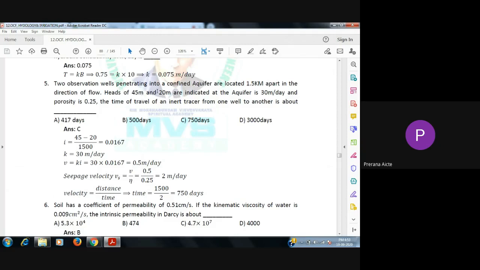Let's understand the problem. Two observation wells penetrating into a confined aquifer are located 1.5 km apart in the direction of flow. Heads are 45 meters and 20 meters, the permeability of the aquifer is 30 meters per day and porosity is 0.25. The time of travel of an inert tracer from one well to another is about what? From Darcy's law, V equals K into I. K is given as 30 meters per day, into I, the hydraulic gradient, 45 minus 20 by 1500. So it is around 0.5 meter per day. Seepage velocity Vs equals V by N, velocity by porosity, so 2 meter per day. Again, velocity equals distance by time, so time equals 1500 by 2, which is 750 days.